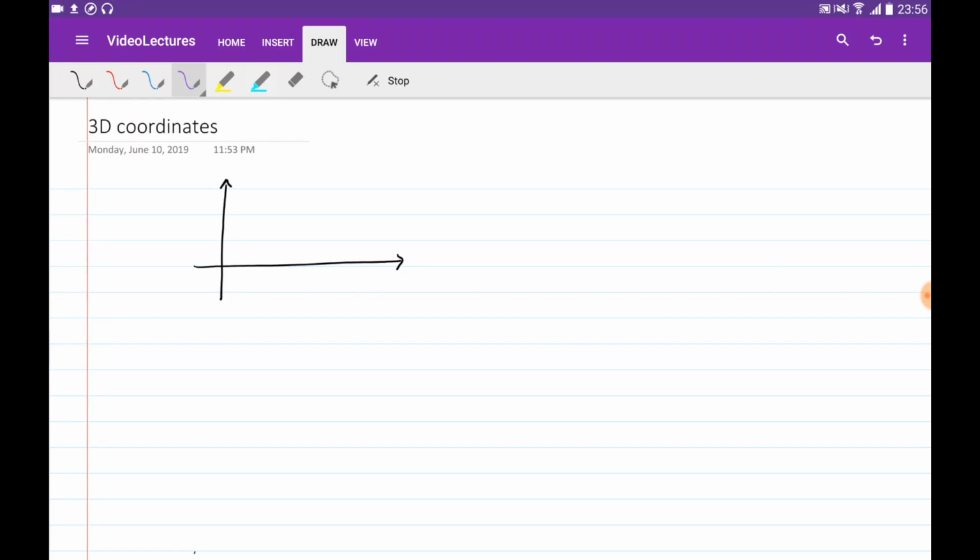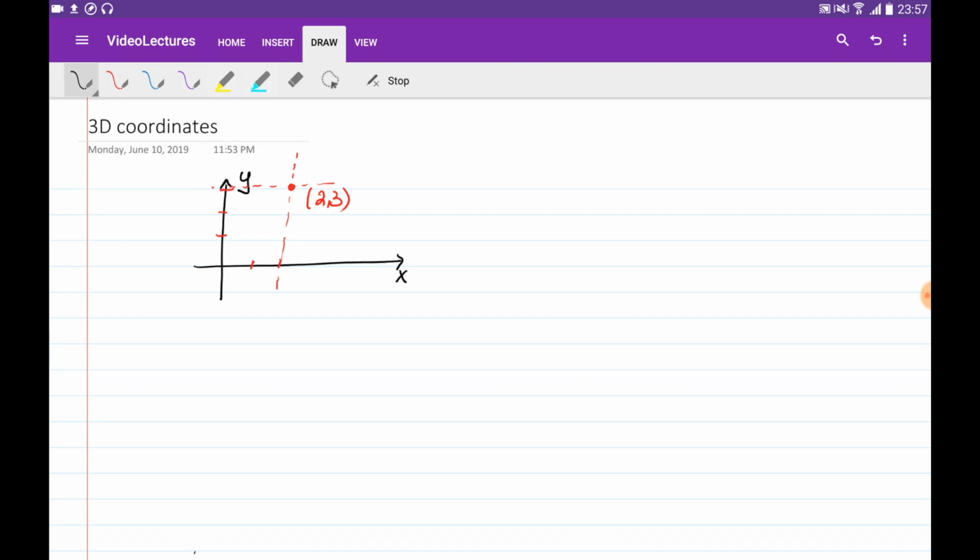Let's define the points in the two-dimensional and three-dimensional coordinate systems. In the two-dimensional coordinate system, we have the x direction and the y direction. If we would like to draw a point with the coordinates 2 and 3, for example, we need to go 2 units in the x direction, 3 units in the y direction, and find the point which is going to be on the intersection of this vertical line and this horizontal line. So this point is going to be with the coordinates 2 and 3.